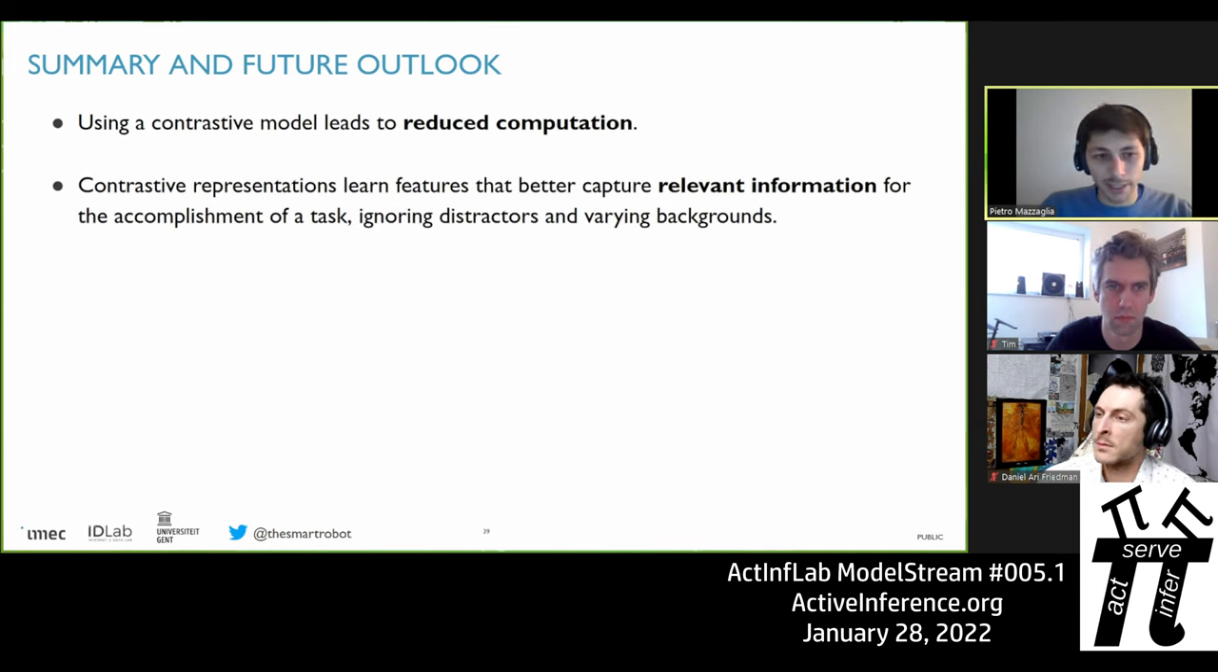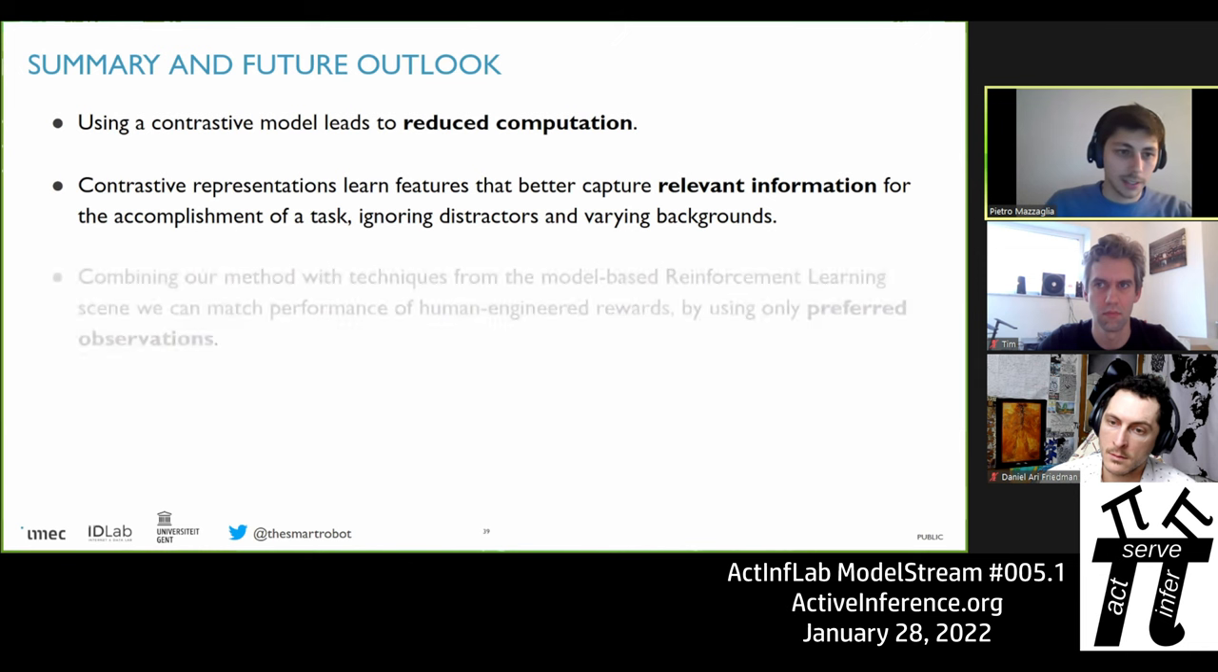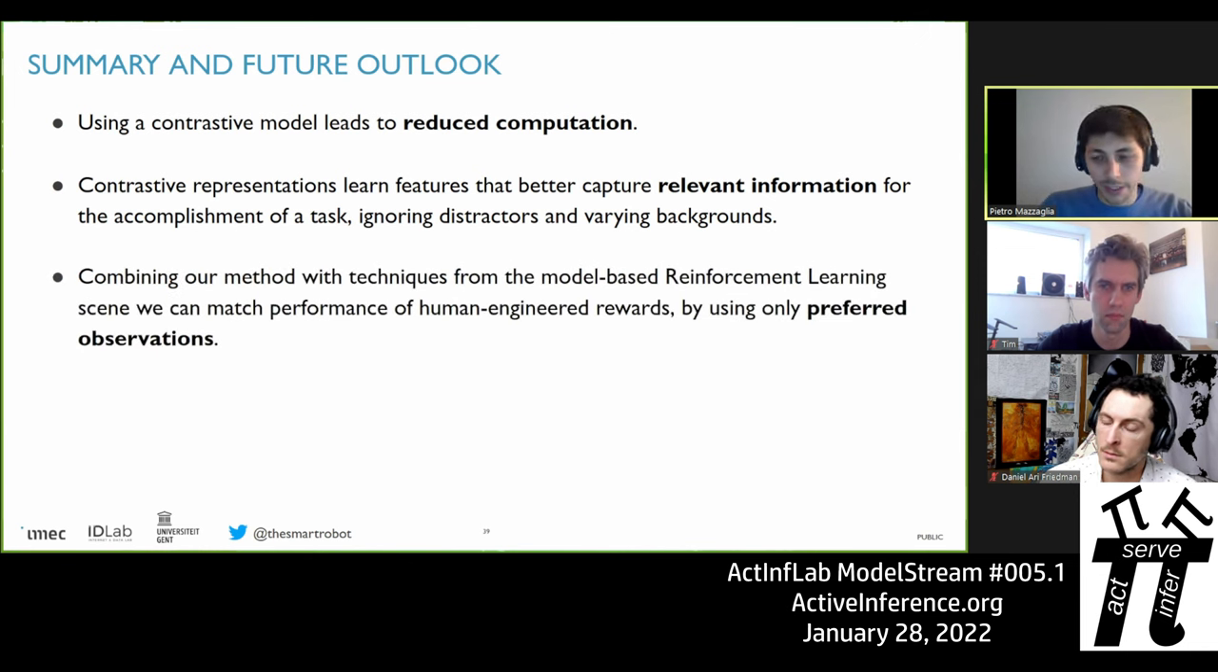Then we saw that the contrastive representation learned features that better capture relevant information for the environment, and this was key in solving both the richer task and especially the richer distracting task, where without this feature we wouldn't be able to solve the task. And then we showed that we can use this method to provide performance that is similar to engineered rewards, but in a much easier way.